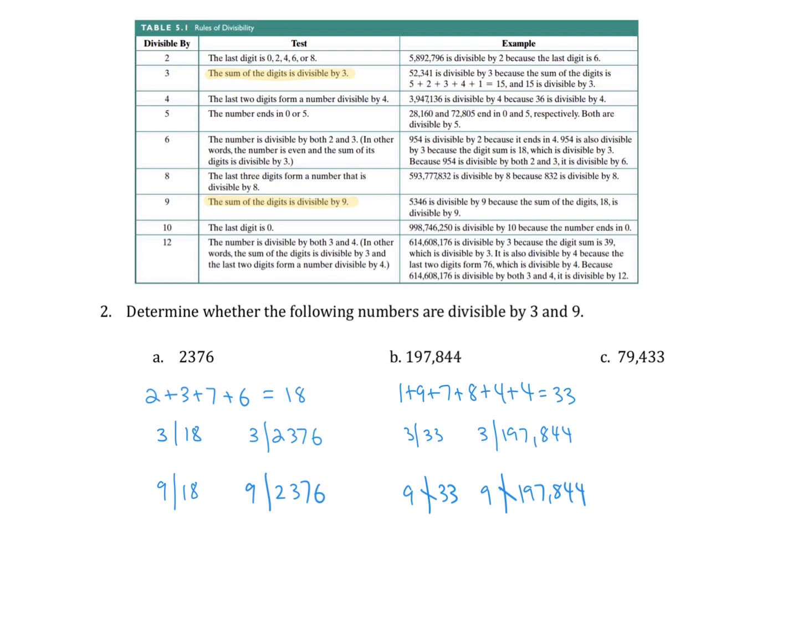And one more example. 7 plus 9 plus 4 plus 3 plus 3. 7 plus 9 is 16, plus 4 is 20, plus 3 is 23, plus 3 is 26. And that is not a factor of 3 or 9. So both 3 and 9 do not go into that number. So 79,433 is not divisible by 3, and it's not divisible by 9.